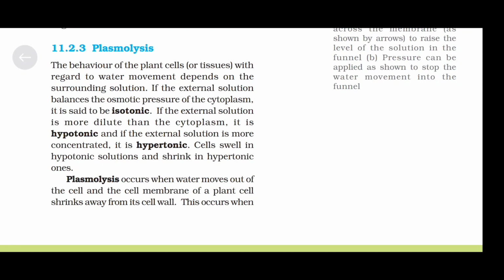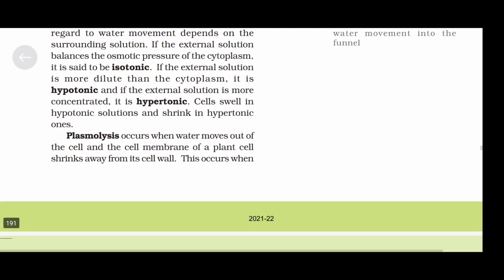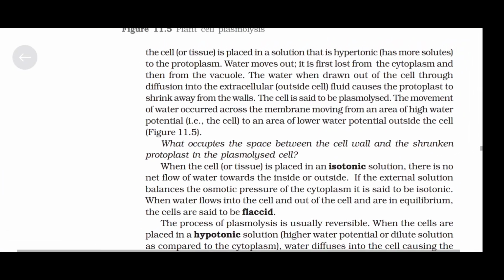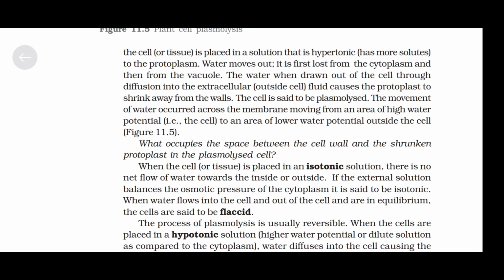Cells swell in hypotonic solution and shrink in hypertonic ones. Plasmolysis occurs when water moves out of the cell and the cell membrane of a plant cell shrinks away from its cell wall. This occurs when the cell or tissue is placed in a solution that is hypertonic, as there are more solutes to the protoplasm. Water moves out.